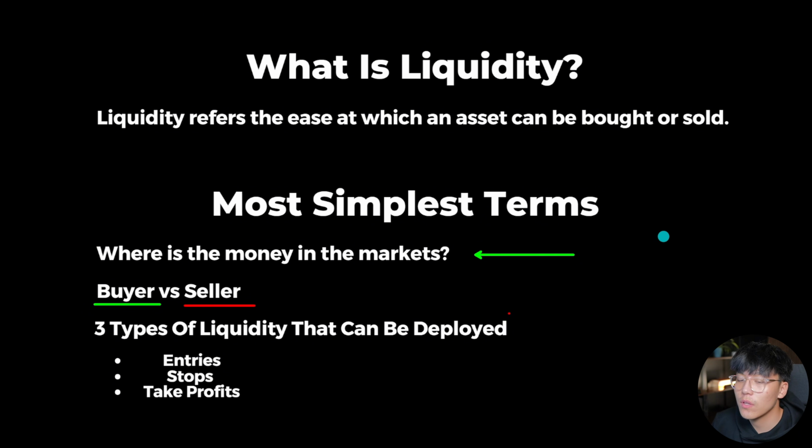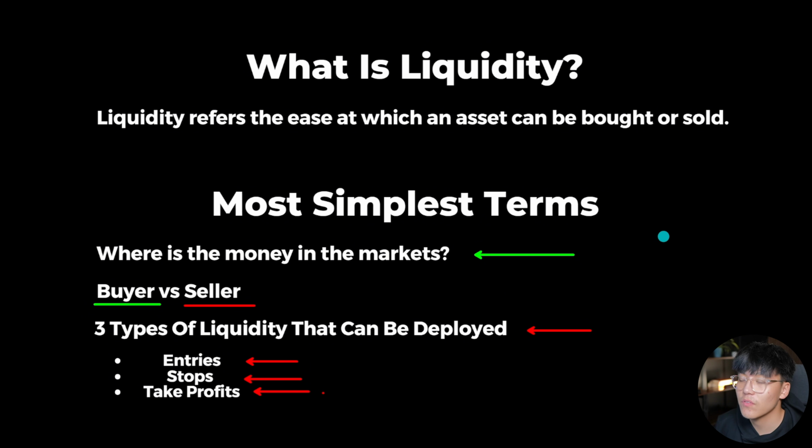And really, there's only three types of liquidity that can be deployed in the markets. This comes from one of three things: entries, stops, or take profits. Whenever we enter in the markets, that's a form of liquidity. Whenever we get stopped out of the markets, that's also a form of liquidity being deployed. And of course, when we take profits, we're looking to take liquidity from the markets.